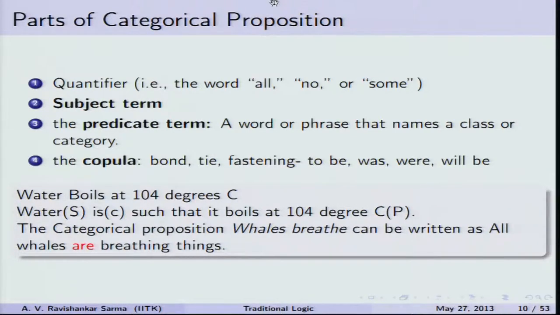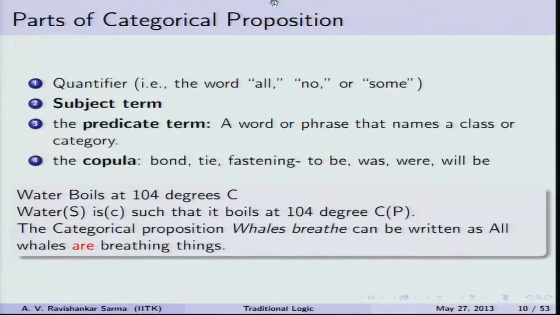Suppose you say water boils at 104 degrees centigrade. The subject is water, and water is such that it boils at 104 degrees centigrade. "Boils at 104 degrees" is a predicate, and water is what is called a subject. So every categorical proposition has a subject and predicate, and it has a copula as well.